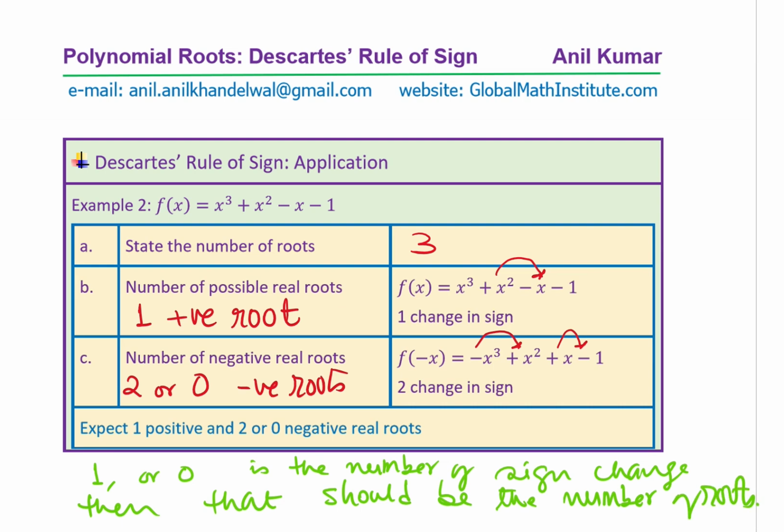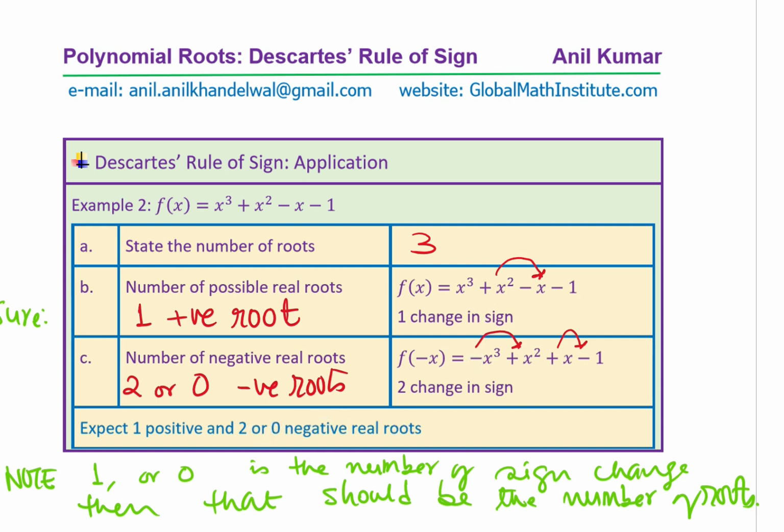Because now you cannot do less by 2, right? This is very important to note. Is that clear to you? So in the first case, the number of sign changes was 1. So for sure, there is one positive root, right? Here, it could be 2 or it could be 0. So in this particular case, we do expect one positive and 2 or 0 negative roots.